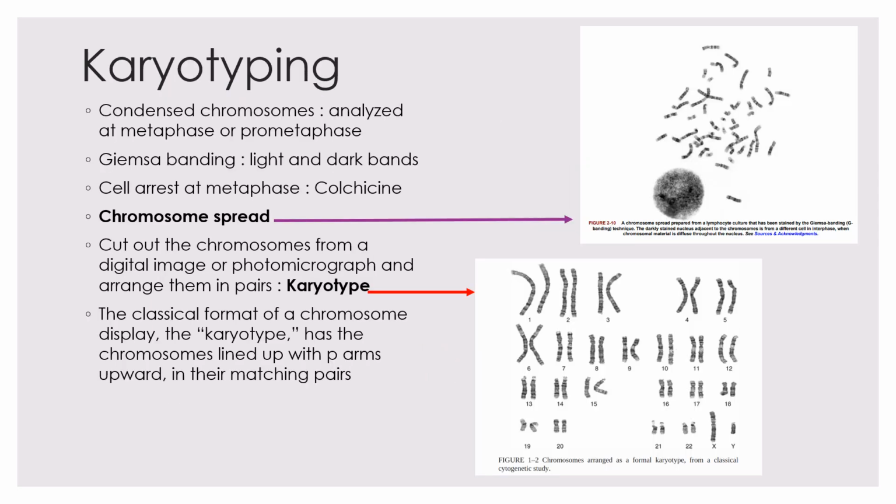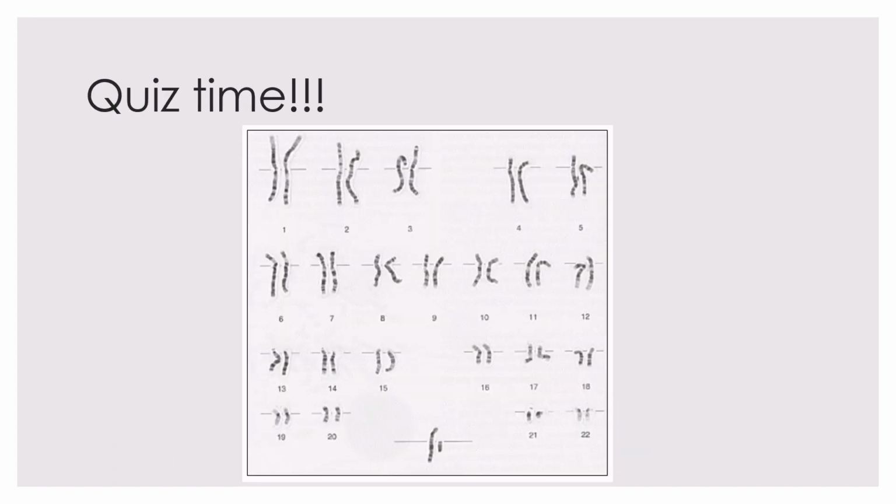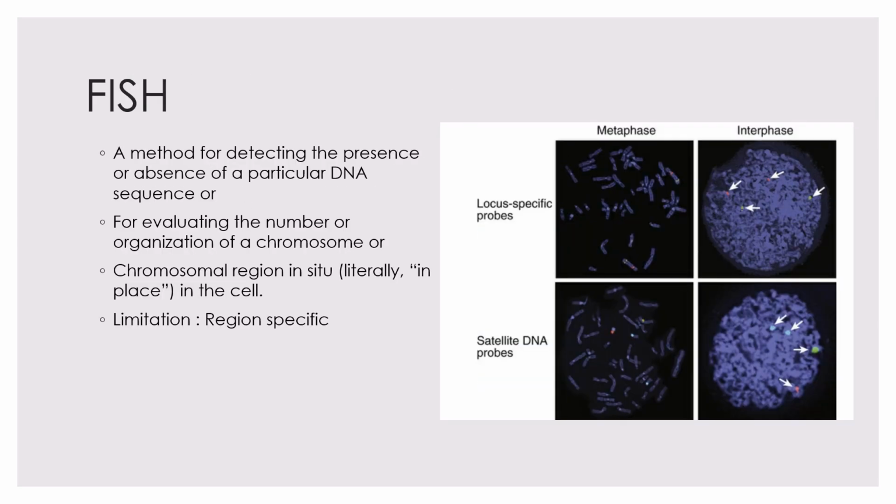Karyotyping can be done in metaphase or prometaphase. Usually, a high resolution karyotype is done in prometaphase. We arrest the cells in prometaphase and collect the chromosomes. And a normal resolution karyotype is done in metaphase, where we see the structure of all the chromosomes together. With FISH, we do not see all the chromosomes together.